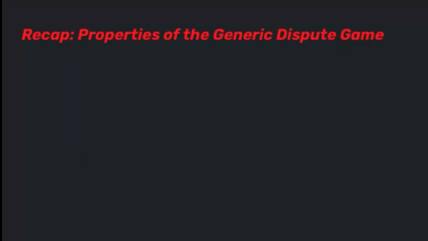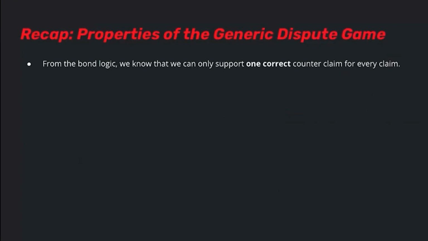So this is the end of the generic section, and we're going to recap some of the properties of that generic dispute game before we go on into applying them into canon. So from the bond logic, we know that we can only support one correct counterclaim for every single claim. To remind you, it's because we cannot split this bond up. At the time of the creation of a claim, we cannot tell how much our bond is actually going to need to cover. So we need to have only one correct counterclaim for every single claim.